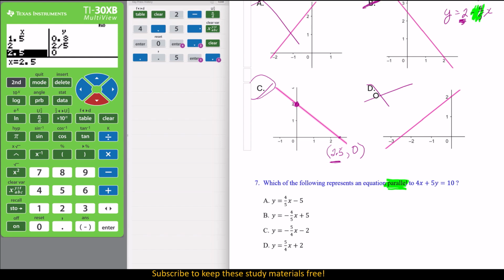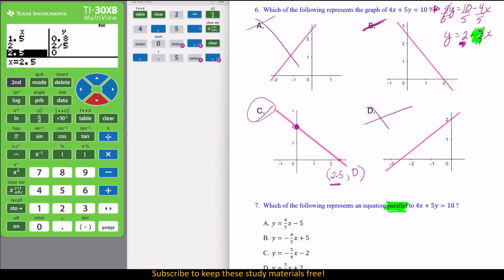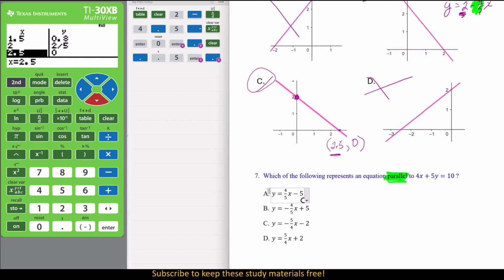Let me go back up and verify that that is. Okay, yes, definitely the same equation. Okay, so there it is. We have y equals, I'll rewrite that for us here. Okay, we have y equals 2 minus 4 over 5x.